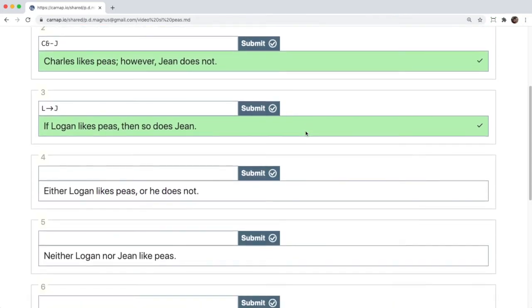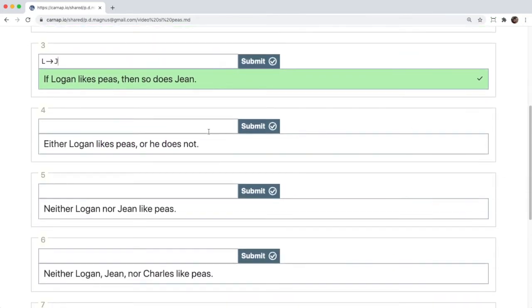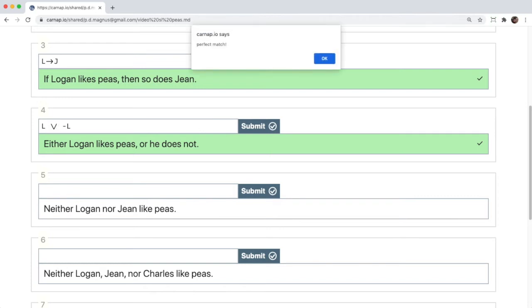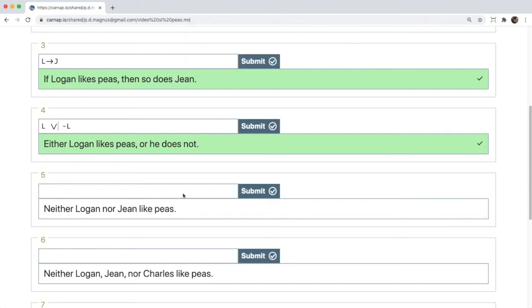Next problem. Either Logan likes peas or he does not. That's going to be Logan likes peas or Logan does not like peas. Perfect match. Notice on this one, I put in some spaces around the or, and that doesn't really matter. Notice also we have an alternate way of symbolizing or: we can use \/. That's fine too.